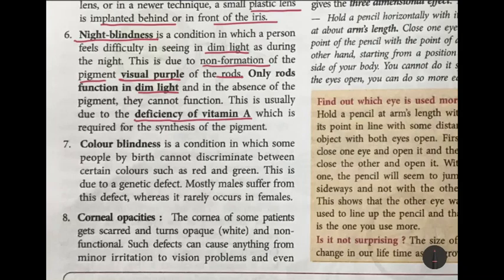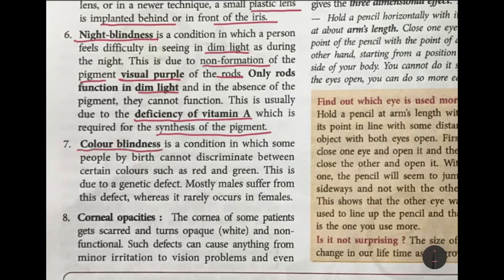So at night a person will not be able to see anything, and you need to have a lot of vitamin A so that visual purple, that is the pigment of the rods, is synthesized. Okay, and you will not suffer from night blindness. Next we come to color blindness.